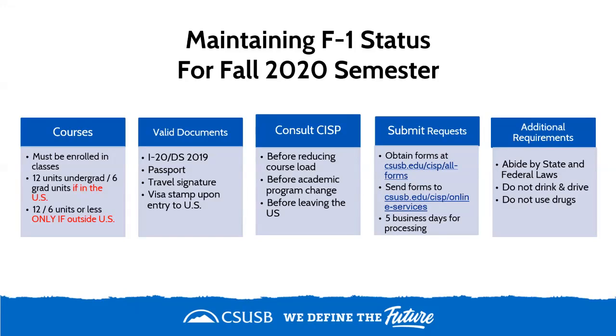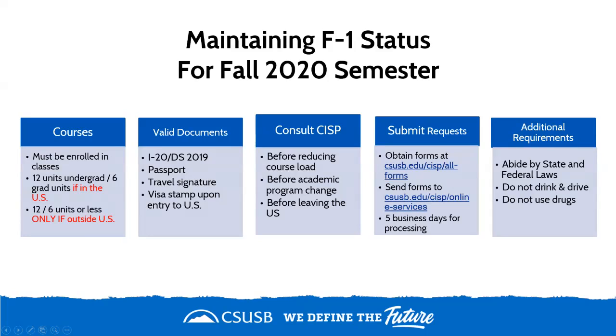Some of the valid documents that you must keep up to date is the I-20 or DS-2019, which our office issues you once you're in the U.S. or if you're currently here. Travel signature is very important. If you're in the U.S. and you plan on leaving, going home for a break for a while, and want to return, you will need this travel signature on your documents. And we'll talk about that later in the overview. Visa stamp upon entry in the U.S.: you must have a valid visa stamp, whether it be F or J, within your passport.